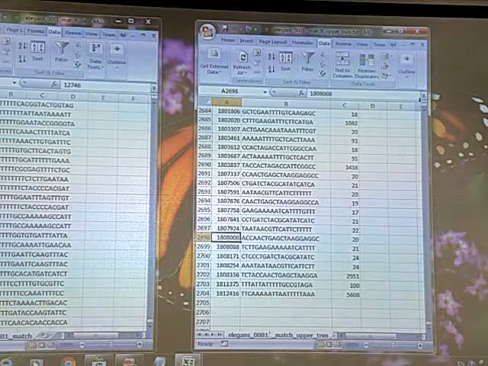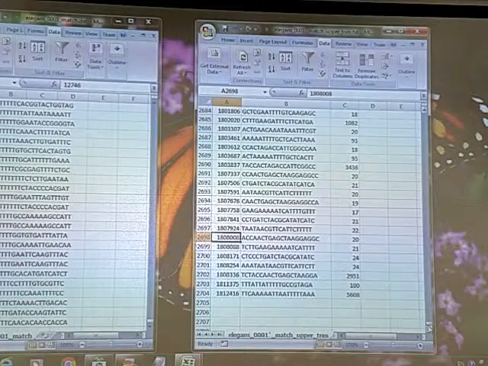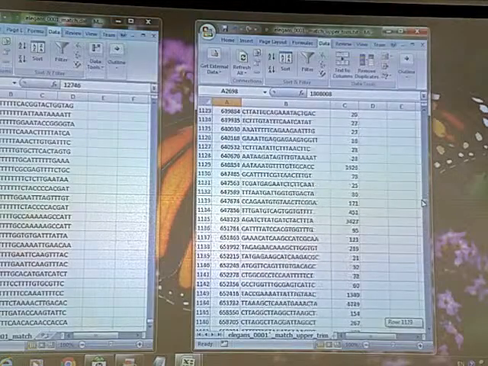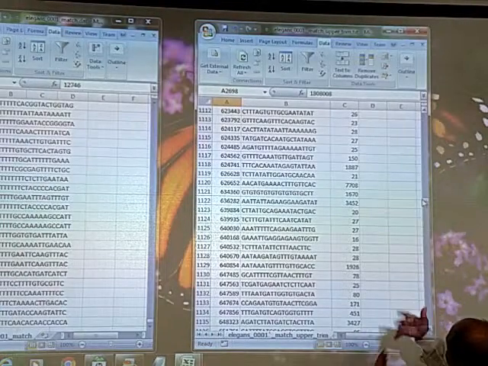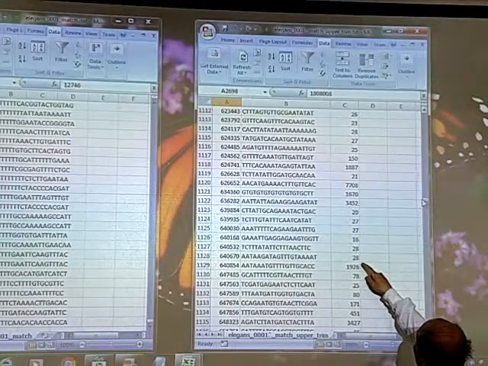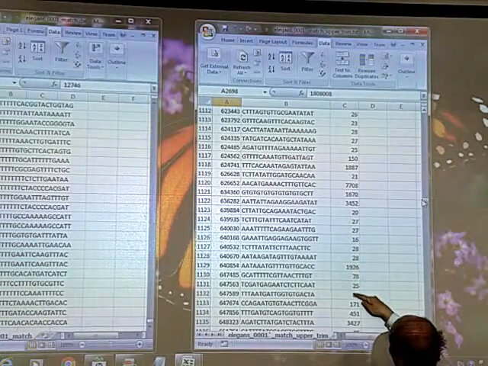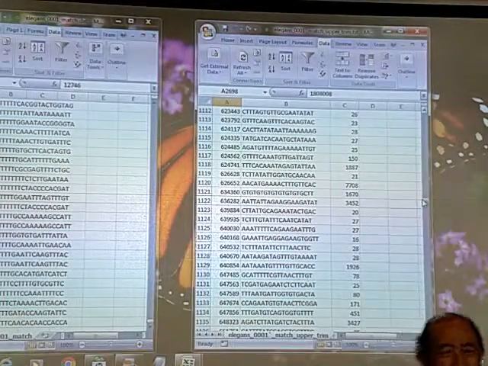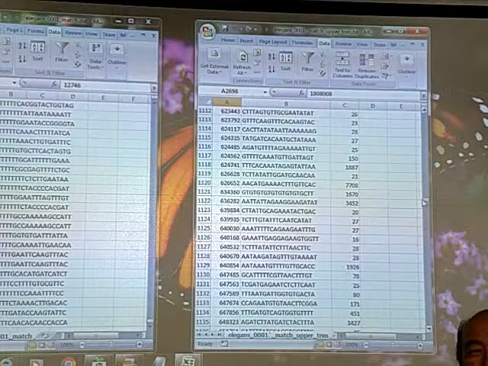See, these are big numbers and small numbers interspaced. So it looks like this is a necklace, and there's a big gap, and another necklace, and another big gap. And so I think this is how genomes should be programmed.